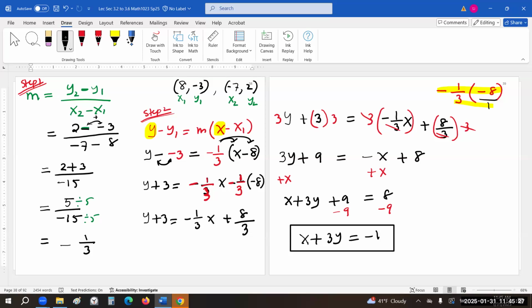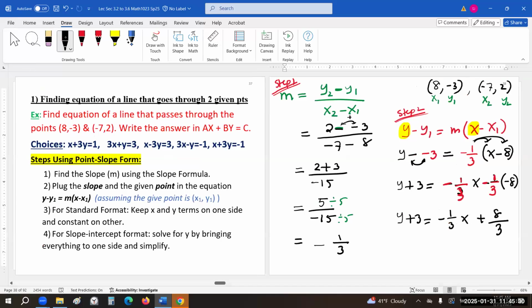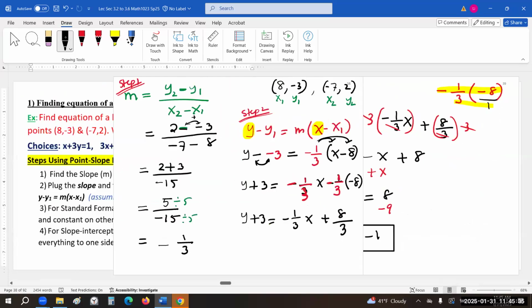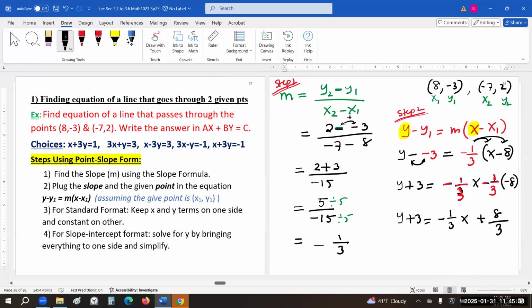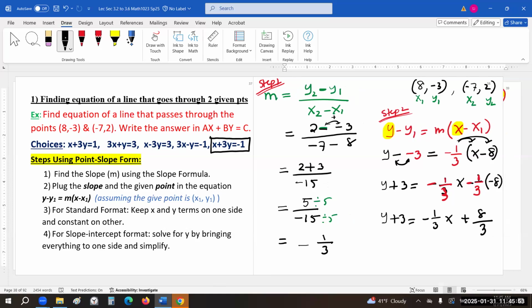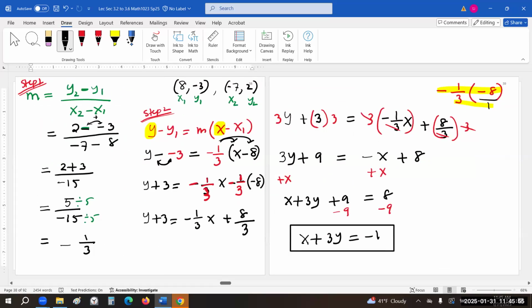So we go and check multiple choice. Which one is the correct answer? We have x plus 3y equals -1. X plus 3y is -1, the last one. So we circle the last one. That's all you have to do in the exam. Show correct work and then pick the correct multiple choice. Which part is confusing? What do you think you're definitely gonna forget?